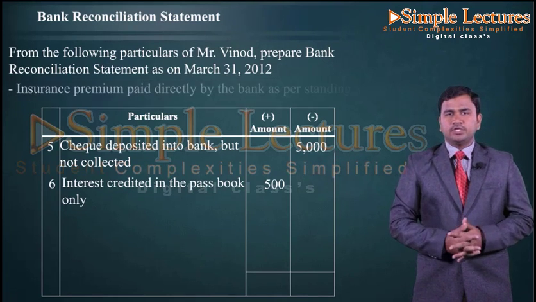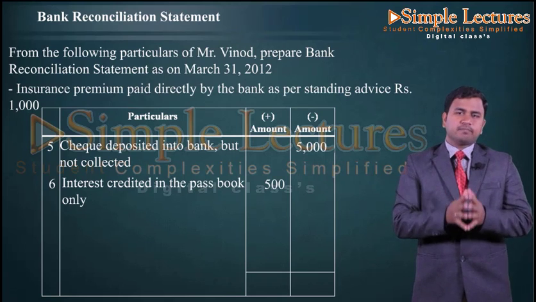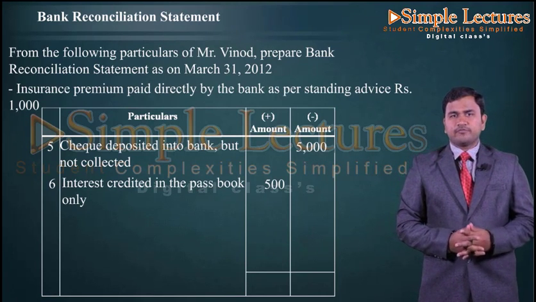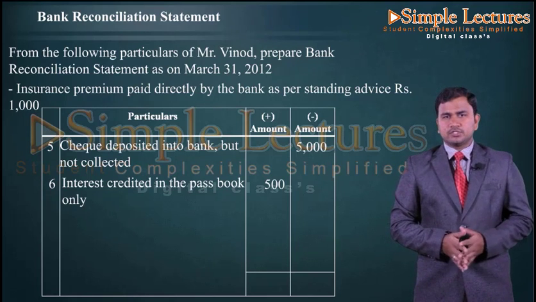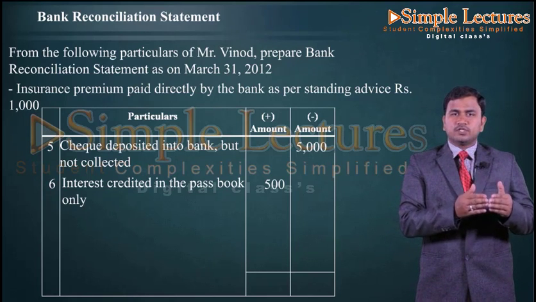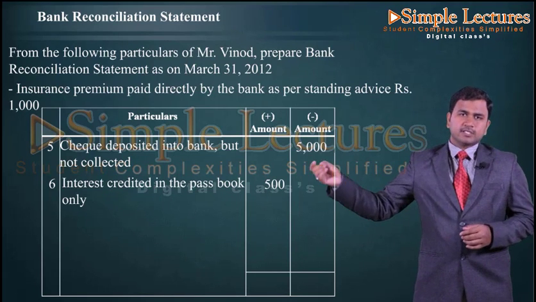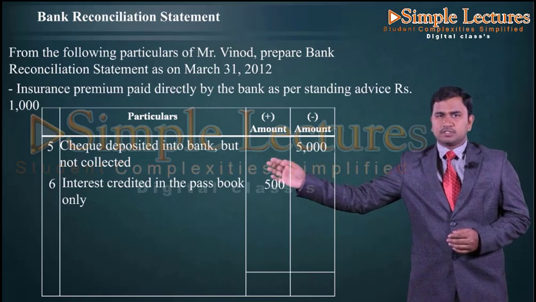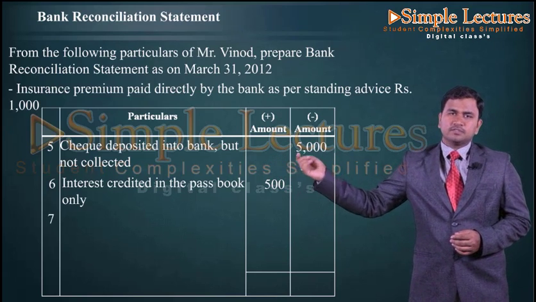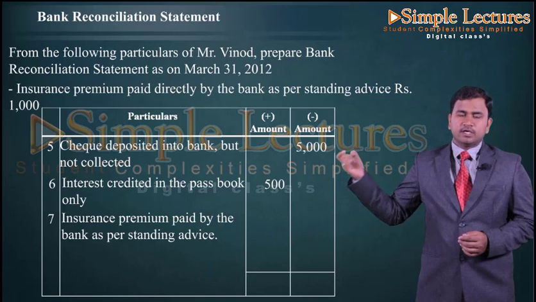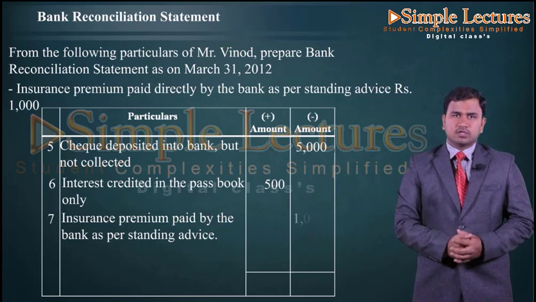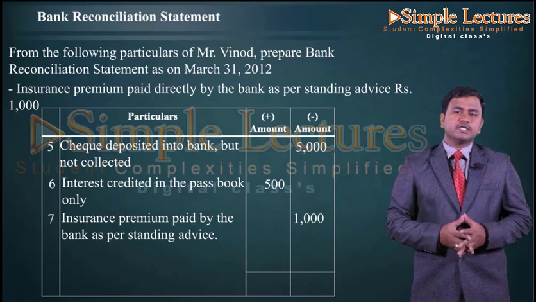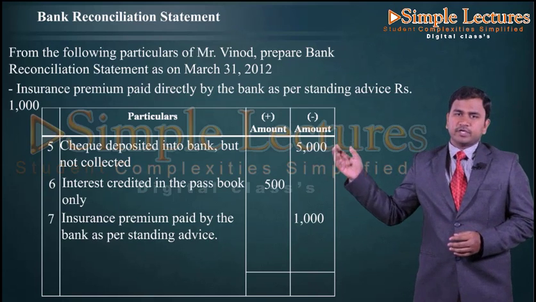Then we have insurance premium paid directly by the bank as per standing advice, 1,000. The bank has paid 1,000 rupees towards the insurance premium that was deducted out of the bank balance, but in the cash book we have not recorded that 1,000, so we are going to deduct it now. So serial number 7, insurance premium paid directly by bank, in the negative amount column 1,000.